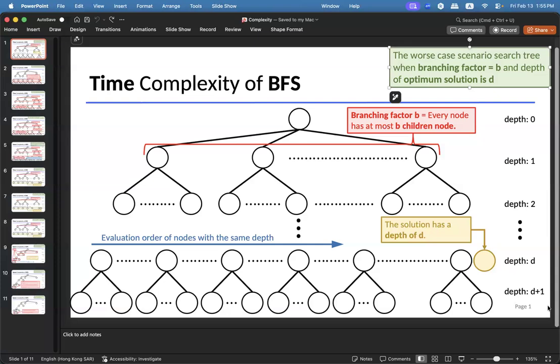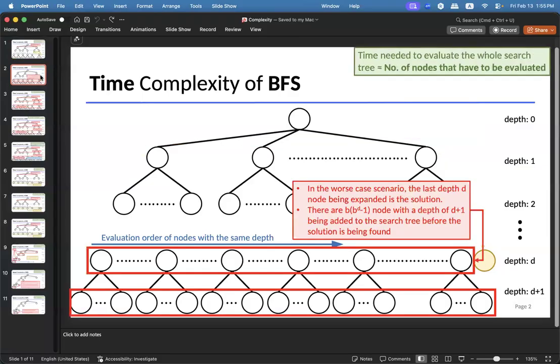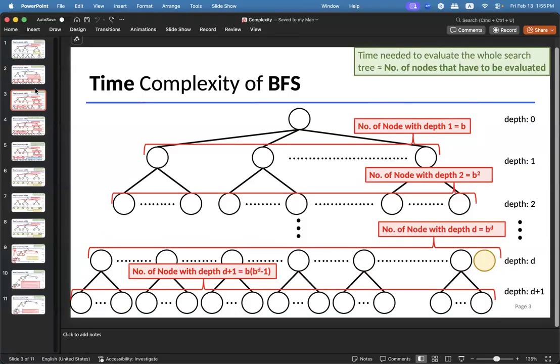Okay, so let's do some mathematics here. The first layer, of course, we have the root node, so the number of nodes is 1. The second layer, the depth of 1, the number of nodes will be B. It makes sense, right? Because the root node, after expansion, can have at most B children nodes. So the depth 1 nodes should have a number of B. 1 times B equals B, right?